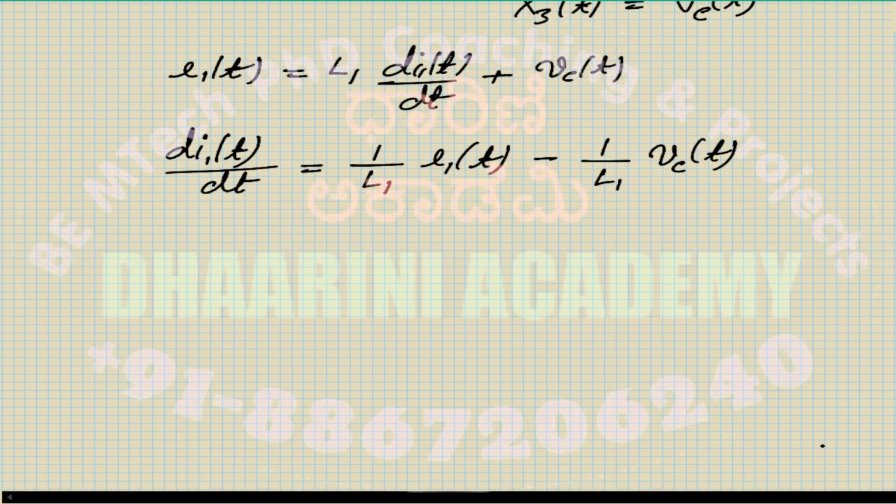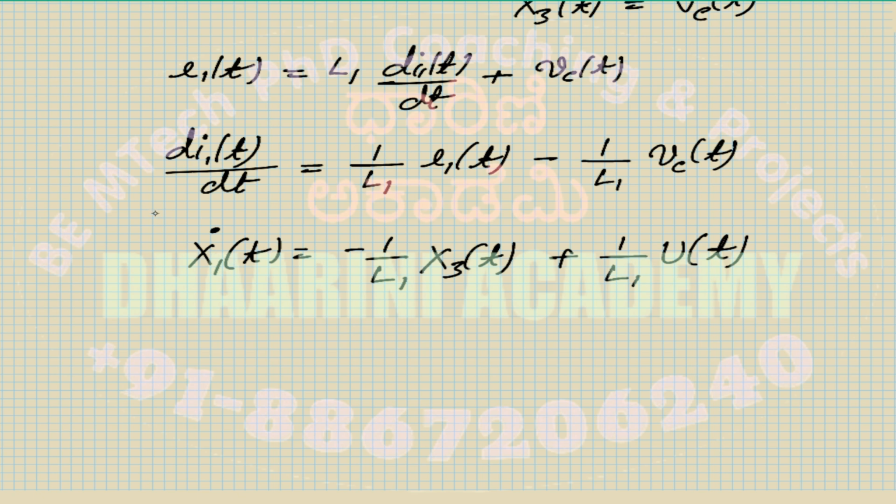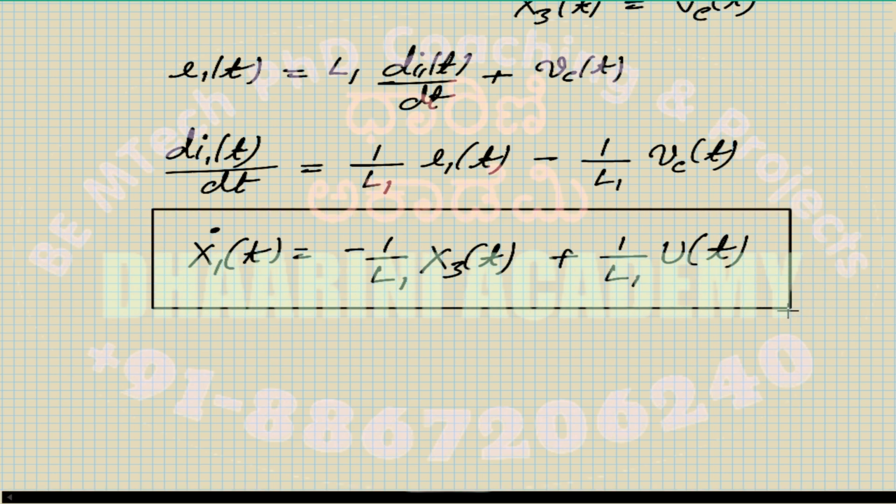If I want to represent this in the standard format, this is x1 dot. x1 dot of t is equal to, we usually write the state variables first, so I prefer writing minus 1 by L1 times x3, because Vc is the state variable, plus 1 by L1 times u of t. I can write it as u of t because this is the input. So this is equation number 1 for us.